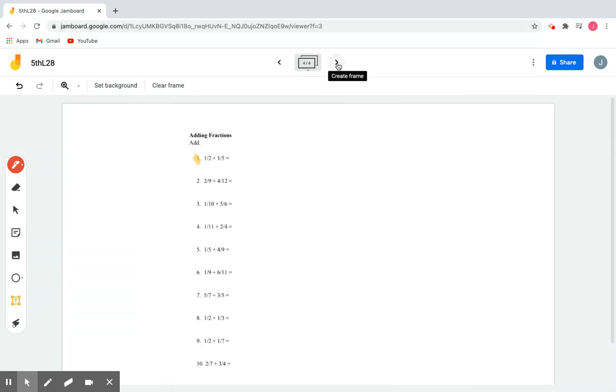And the next one is adding fractions. Adding fractions is the same as the subtraction of fractions. So let's look at number 1. We have 1 over 2 plus 1 over 5. It's the same. We need to find the common denominator, and that means we need to find the least common multiple. So let's look at the multiples of 2 and 5. So we have 2, 4, 6, 8, and then 10. And we have much more.